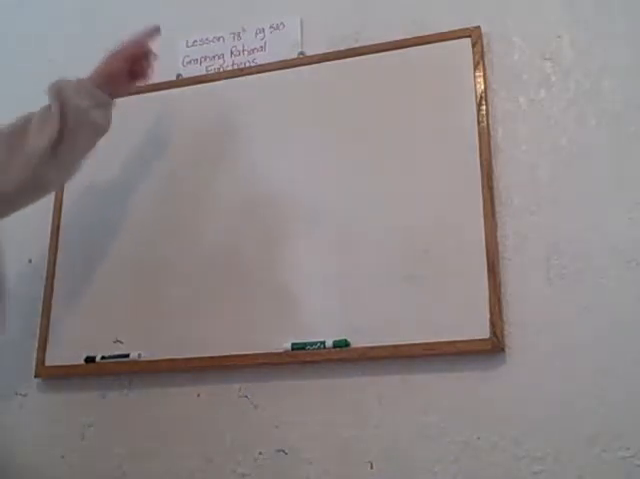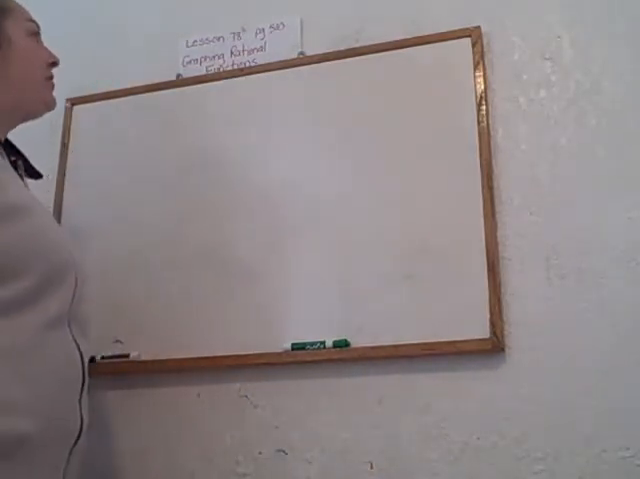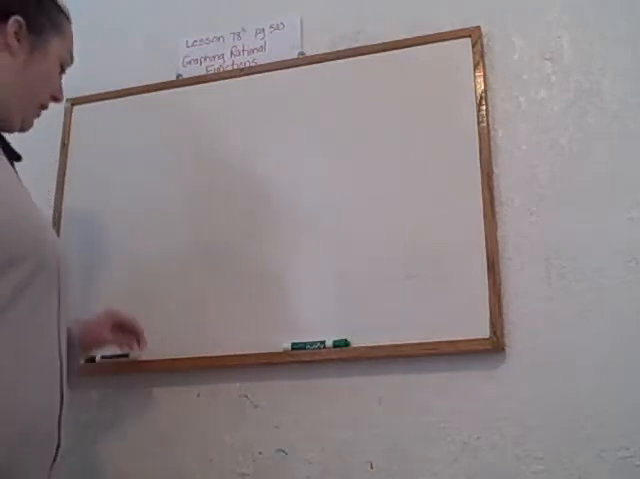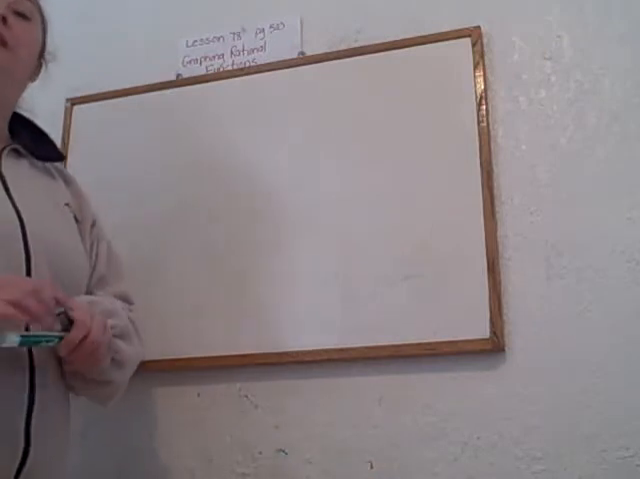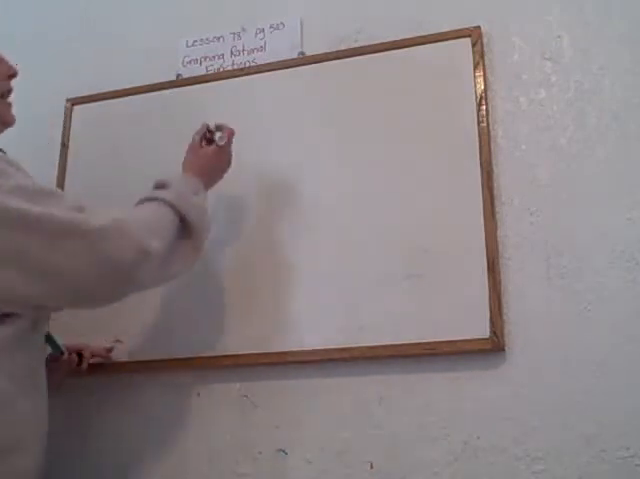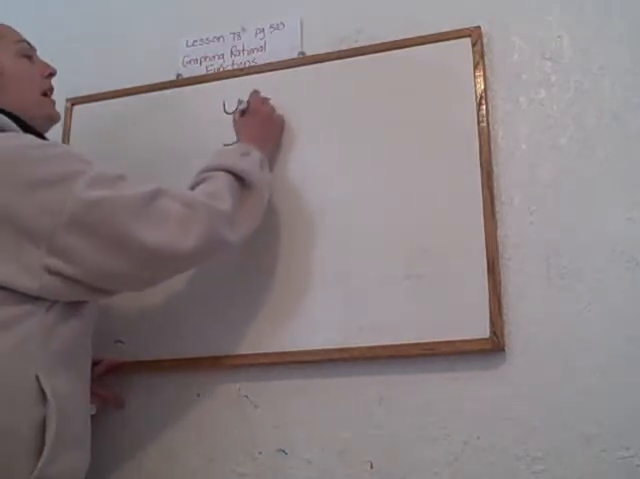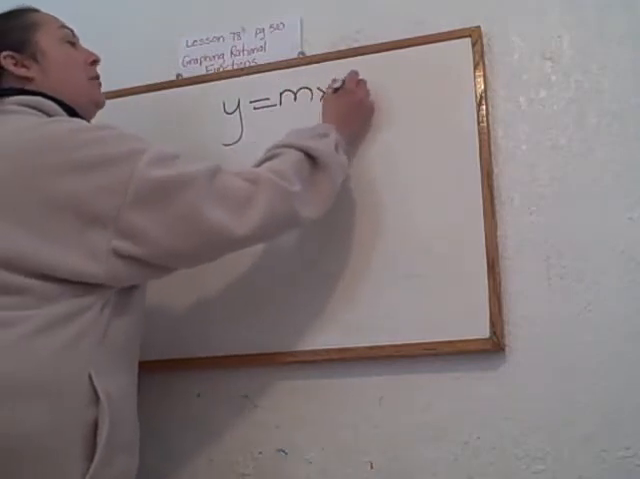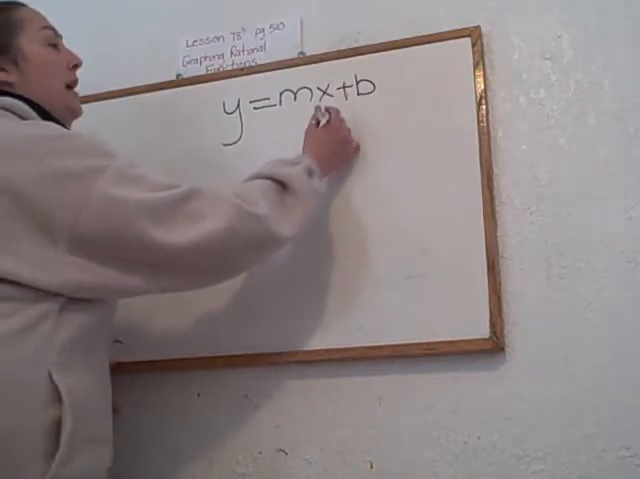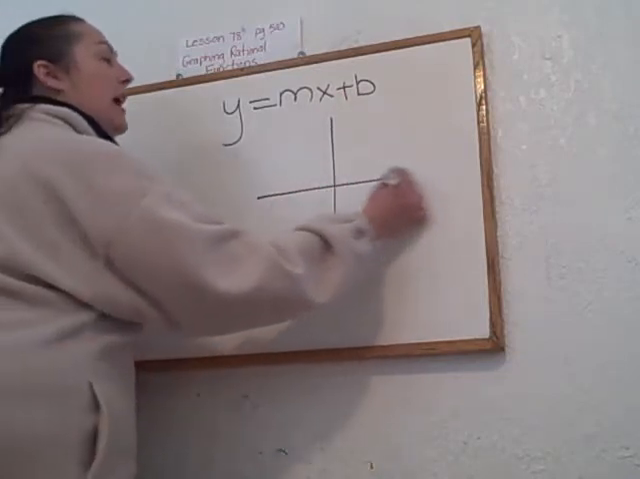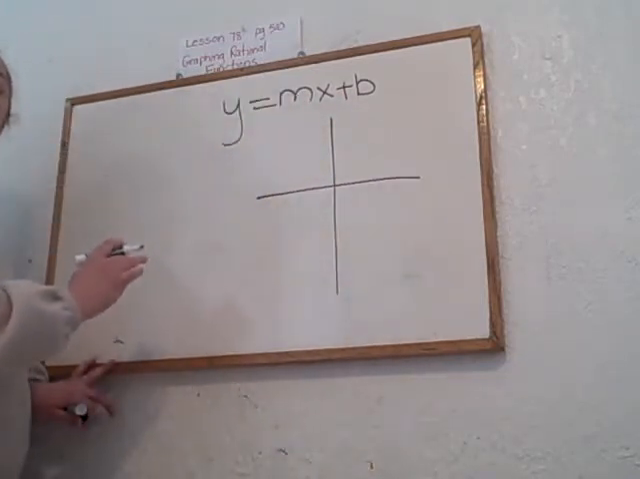Today's lesson is lesson 78, found on page 510, which is graphing rational functions. So far we've been graphing linear equations. Linear equations are of the form y equals mx plus b. It is an equation that represents a line, where b represents the y-intercept and m represents the slope.